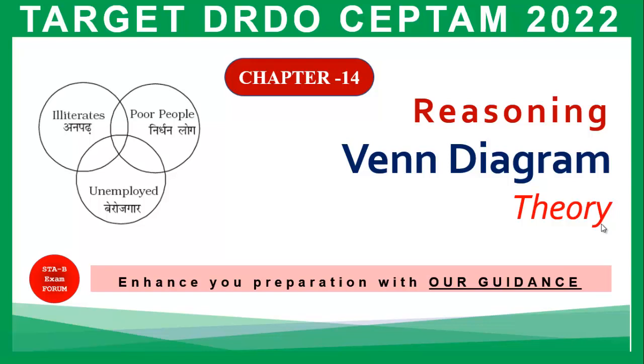So we have come up with chapter 14, and in this video we are going to see Venn diagrams in the reasoning section. Students, this Venn diagram is very important from the exam point of view, and in DRDO you can find 2 to 3 questions from this topic. Because of its importance, we will be discussing theory in this video. So without further ado, let's see.